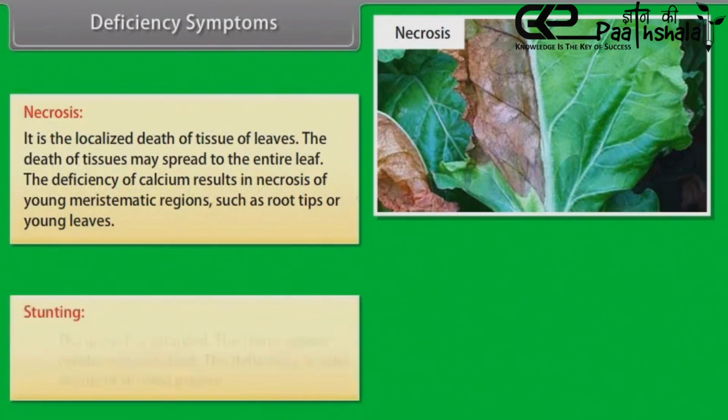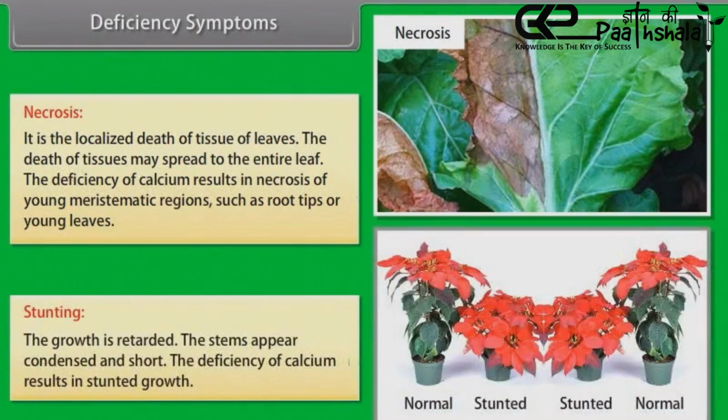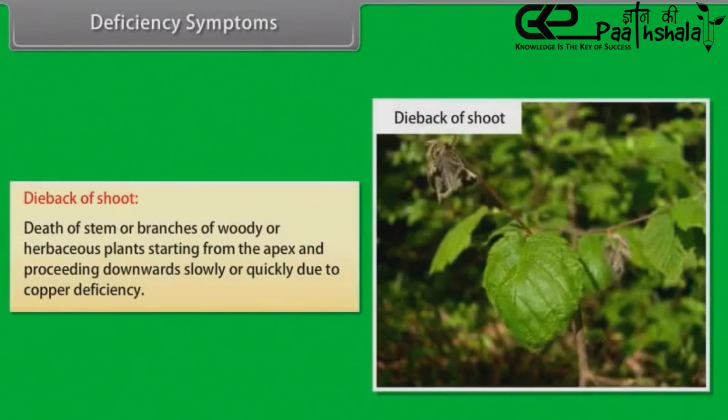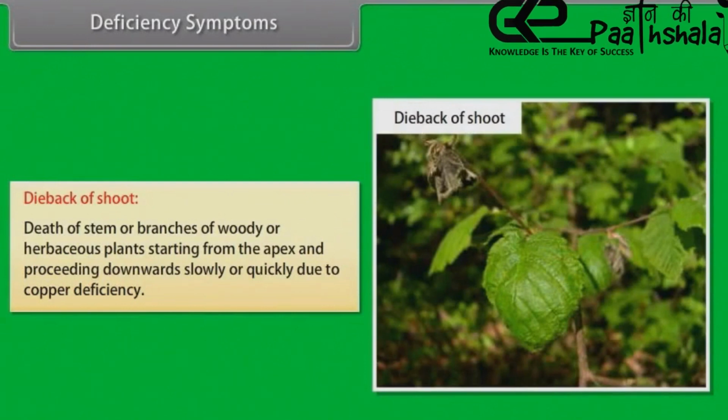Stunting. The growth is retarded. The stems appear condensed and short. The deficiency of calcium results in stunted growth. Dieback of shoot. Death of stems or branches of woody or herbaceous plants starting from the apex and proceeding downwards slowly or quickly due to copper deficiency.